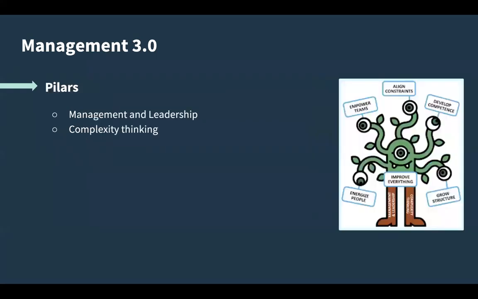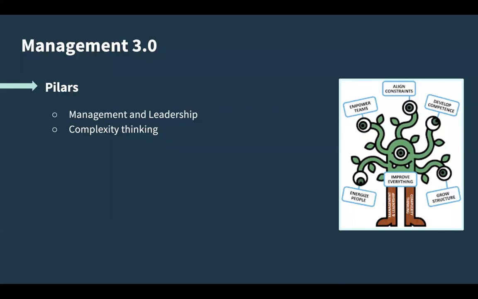So Management 3.0 is organized in a series of organizational views. Actually, this is the model, which represents the way it is organized. It basically consists of 2 pillars and 6 organizational views. The 2 pillars are management and leadership. It explores the different ways of management, the ones that we described before.